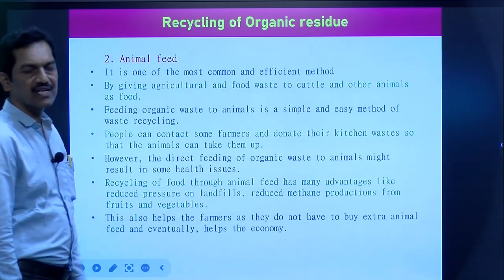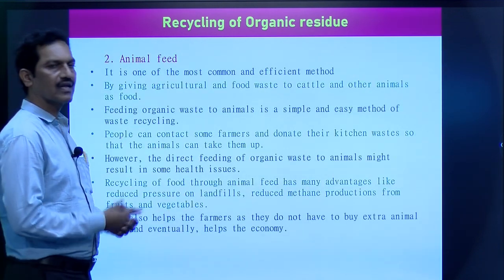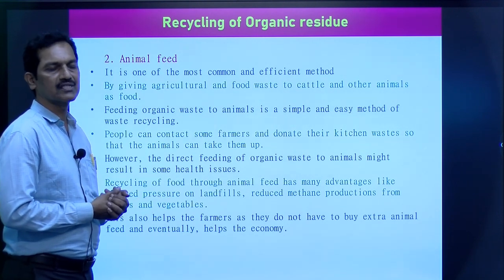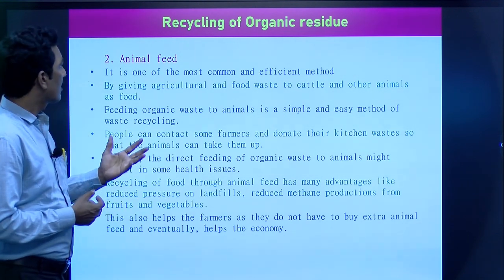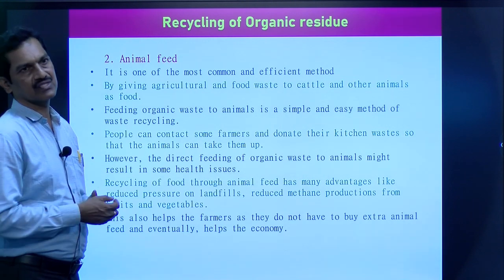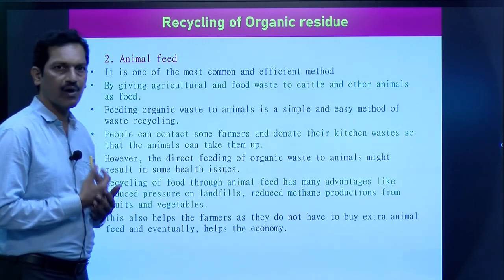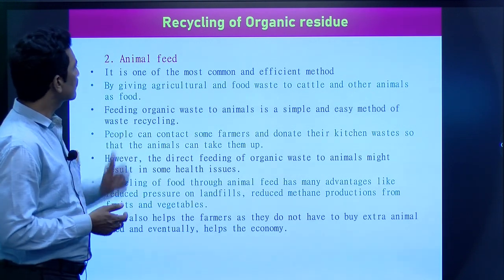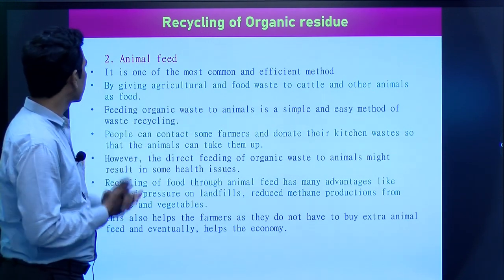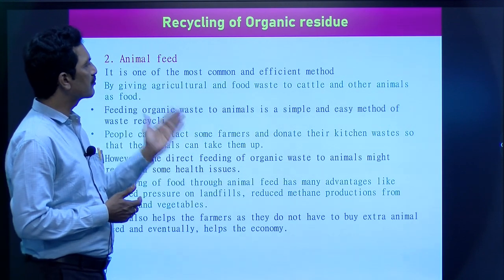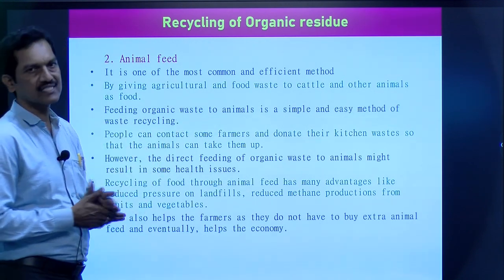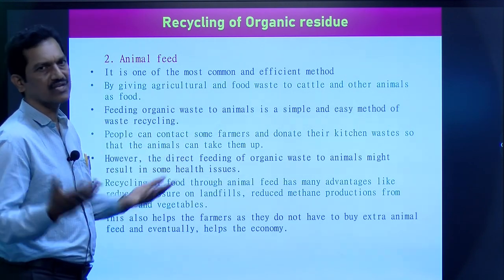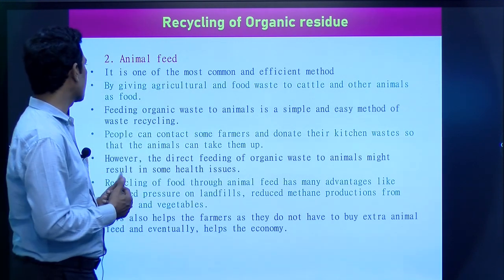And the next method is animal feed. Already I also explained that some organic waste, especially the stalks of crops, is useful for animal feed. It is one of the most common and efficient methods: giving agricultural and food waste to cattle and other animals as food. It is common and quite natural since ancient days also.